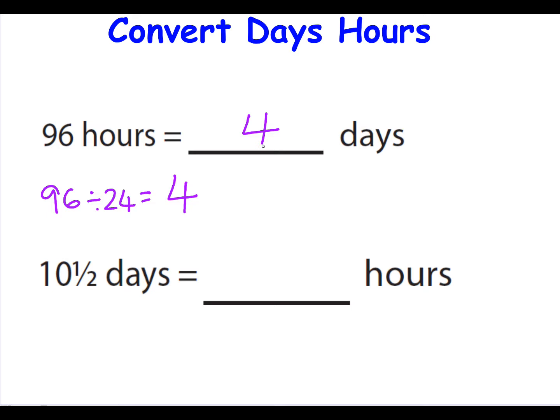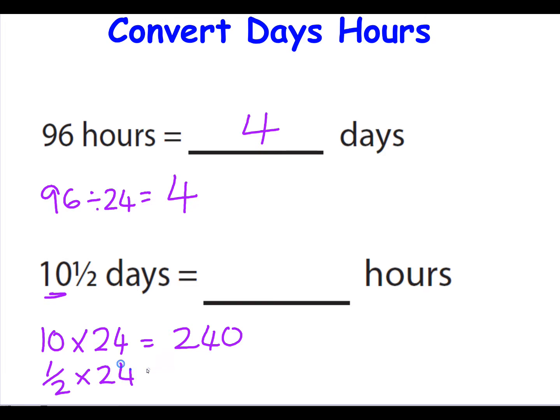Now, if I have 10.5 days, how many hours is this? Well, I know that there are 24 hours in a day. So if I just take my 10 to start with, I know that's 240 hours. And if I have a half of 24 hours for that half day, I know a half of 24 is 12. So I end up with 252 hours in 10.5 days.